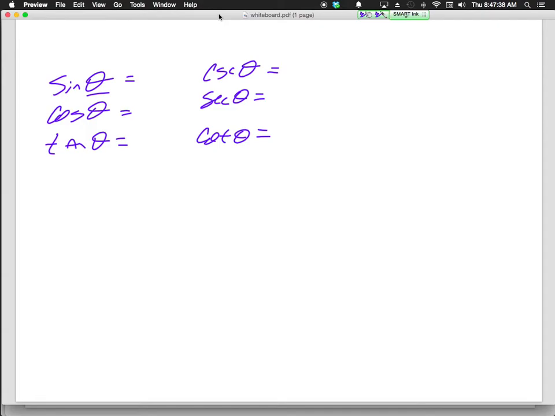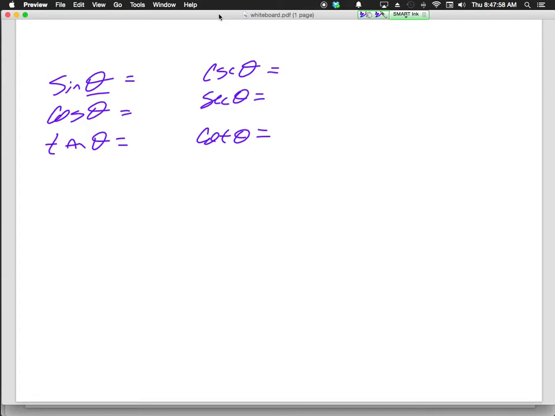C-O-T. So I've got sine, cosine, tangent, cosecant, secant, and cotangent. We write it this way because the three on the right are the reciprocals of the three on the left. Okay, so we need to know that sine and cosecant are reciprocals of each other. We need to know that cosine and secant are reciprocals of each other.